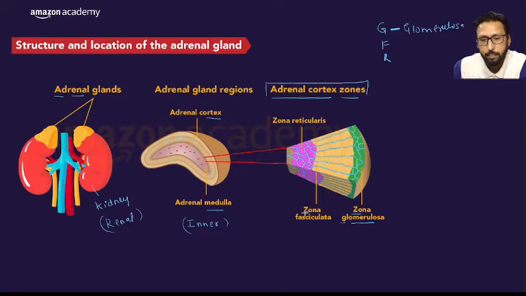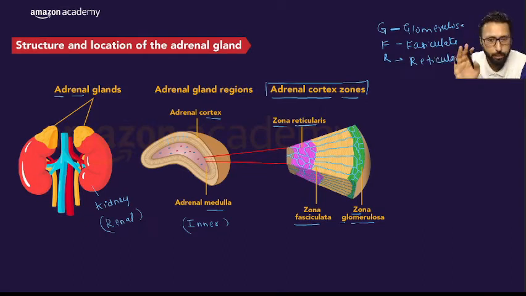Glomerulosa. Then the middle zone is known as the zona fasciculata. And the innermost zone is known as the zona reticularis. What is the meaning of reticularis? Network. So these are the three zones of the adrenal cortex. Adrenal medulla doesn't have any zones. It is only adrenal medulla.